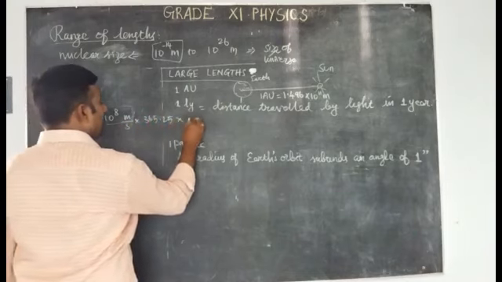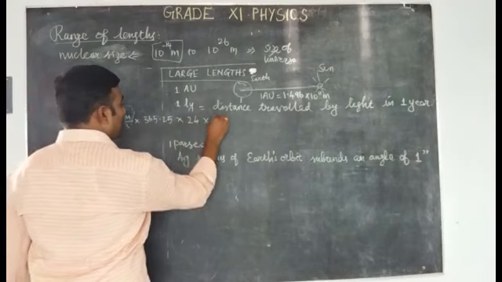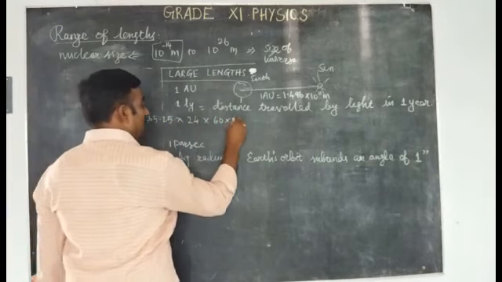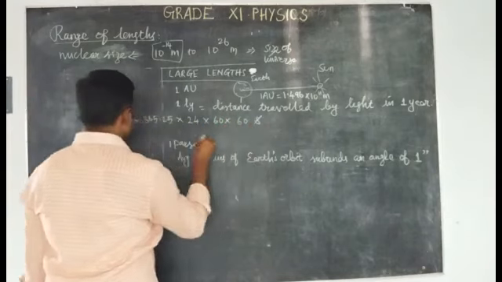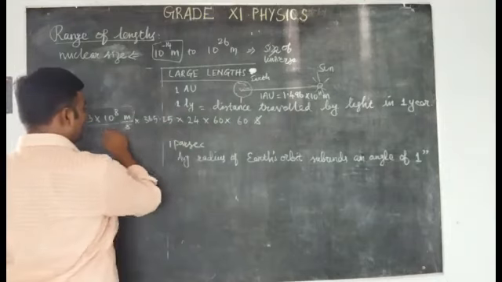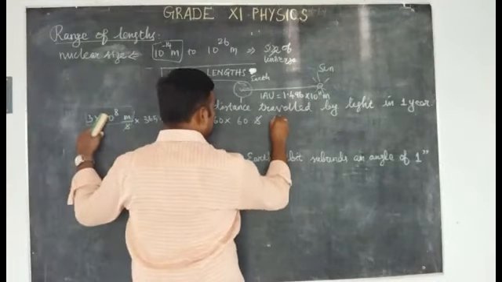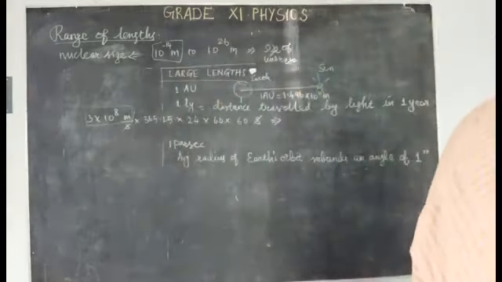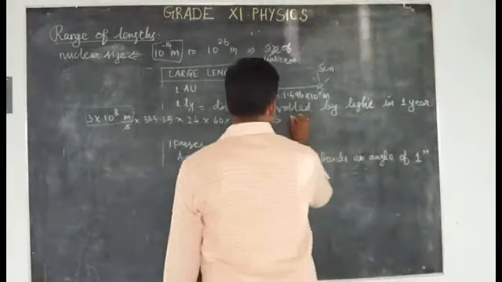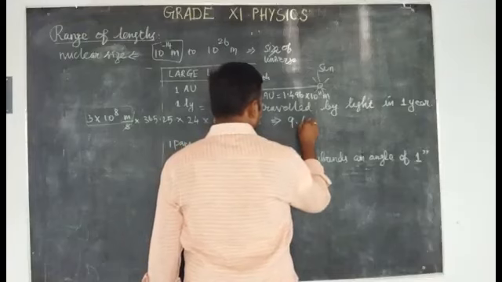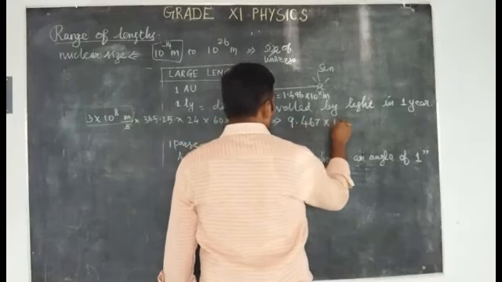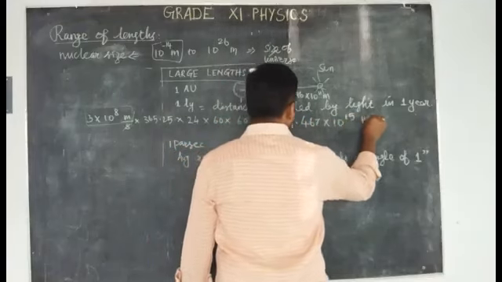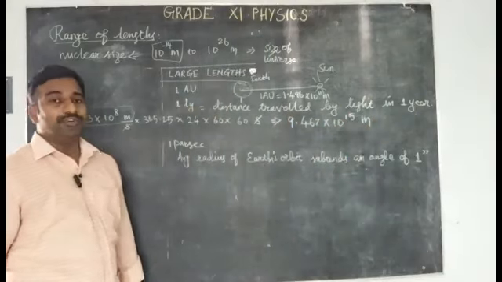For 1 year, it is 365.25 days, and 1 day is 24 hours. 1 hour is 60 minutes and 1 minute is 60 seconds. So second and second cancel. Then after multiplying all this, we get the light year. It is 9.467 into 10 to the power 15 meter. This is the value of 1 light year.